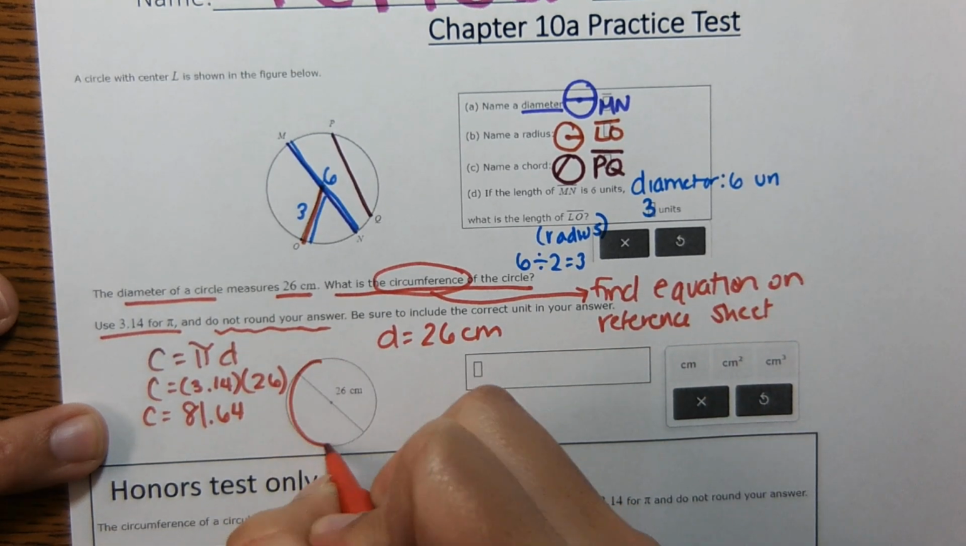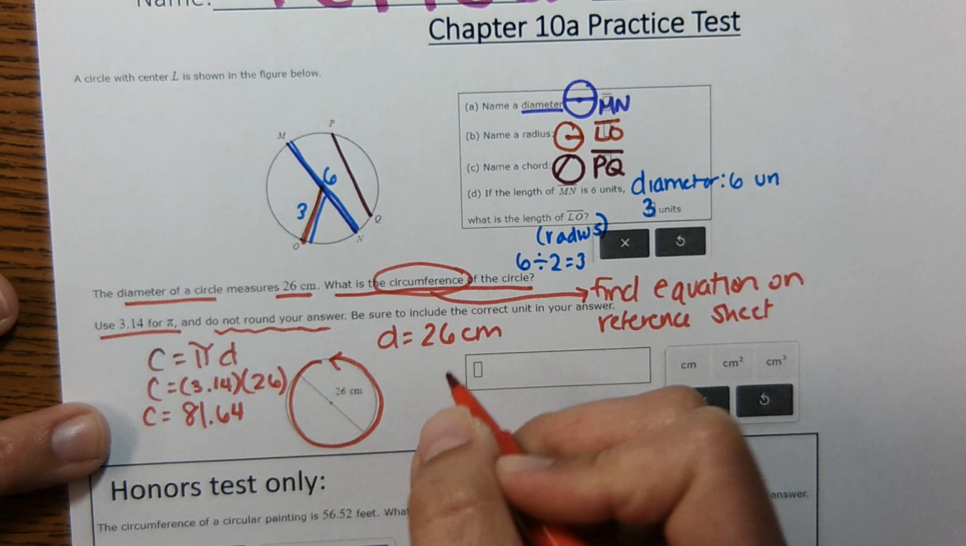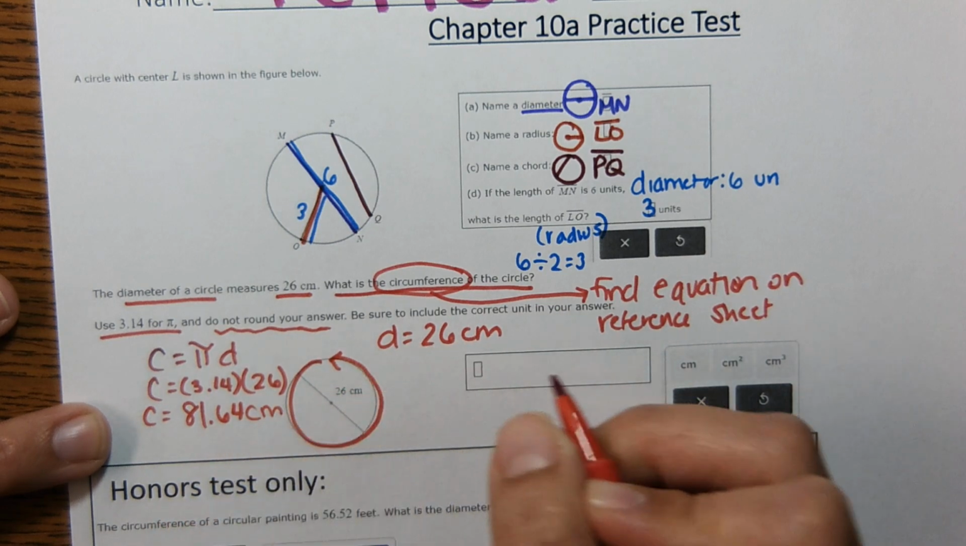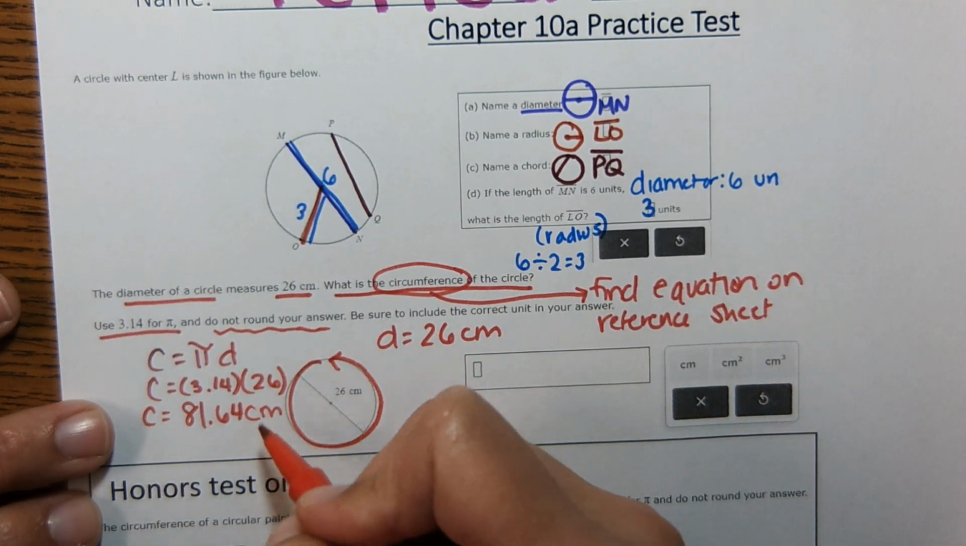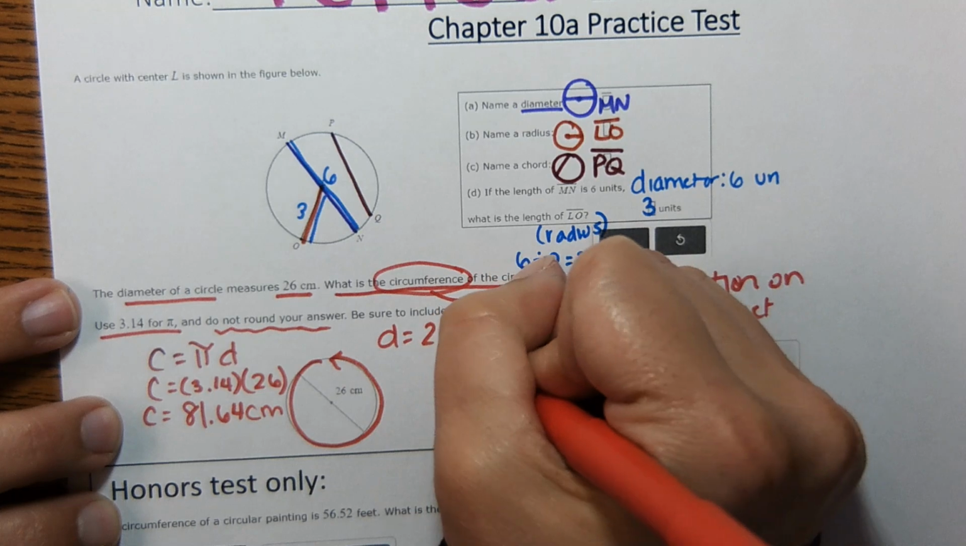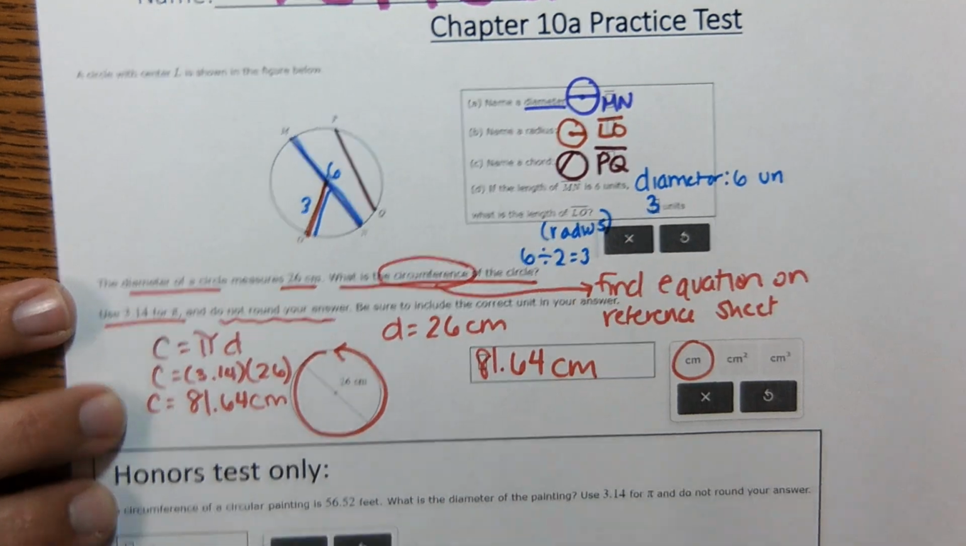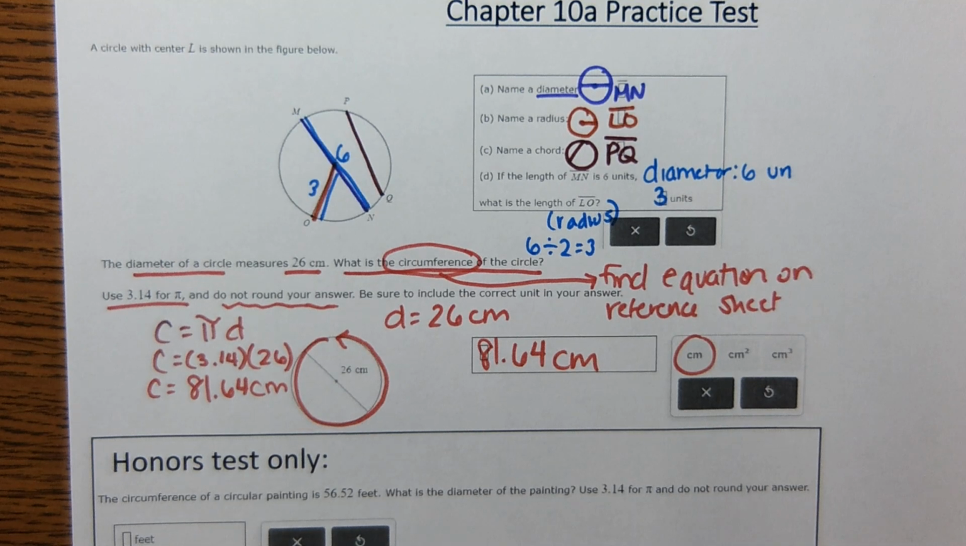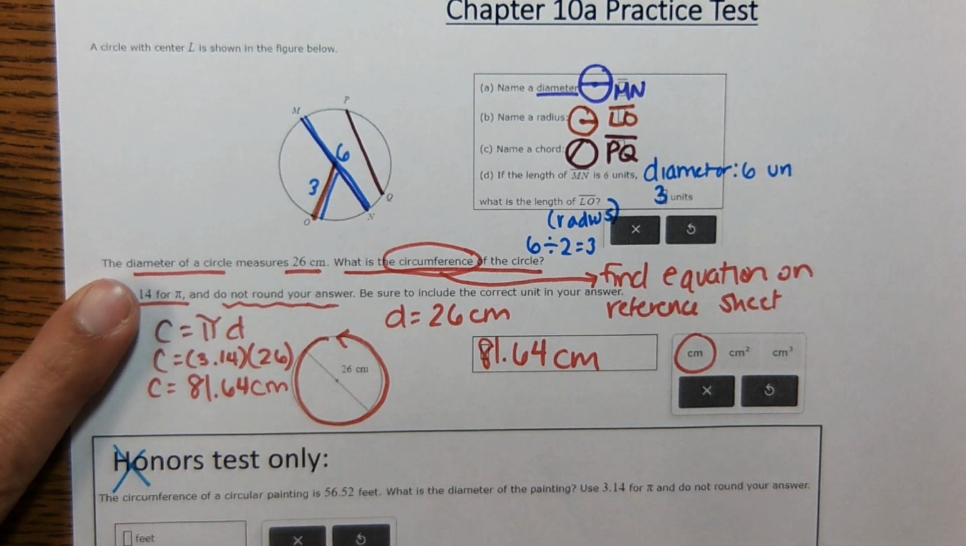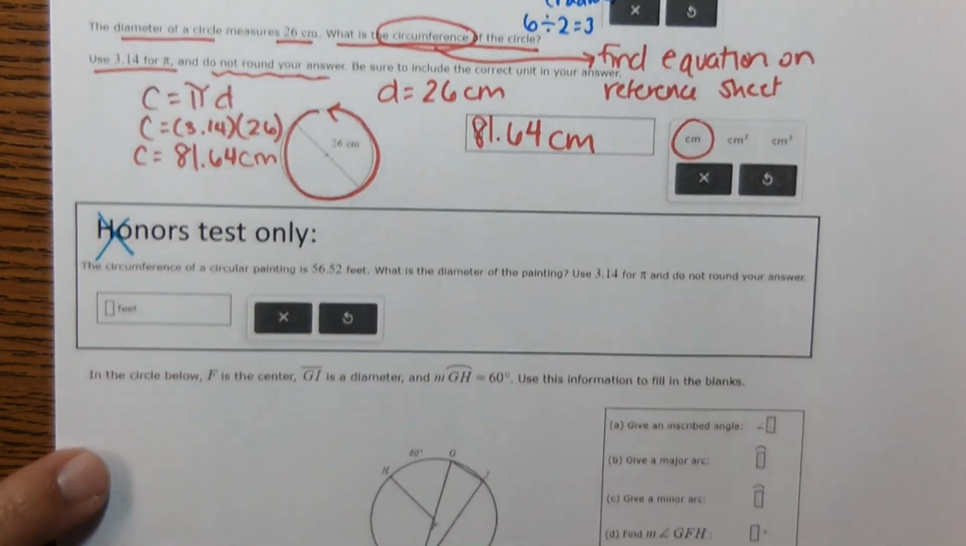Circumference is the distance around the shape, so it's just a length, so our unit is just centimeters. It's not like centimeters squared or anything, because it's just a length. So over here, 81.64, and then you click this to get centimeters right here. Okay, the next one's only on the honors test, so we'll skip that. And then go down here.